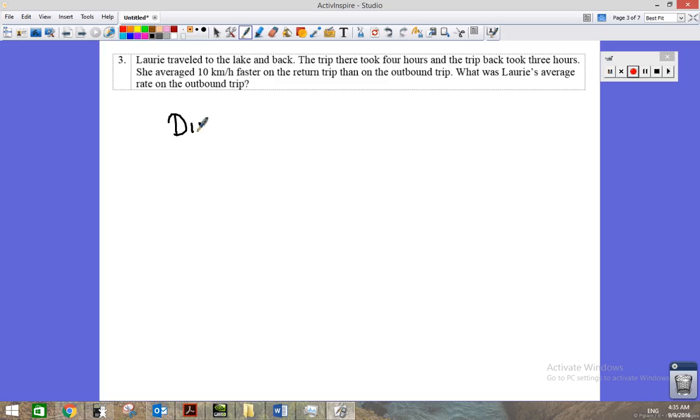Let's set the distance to the lake. And then when it says and back, let's just assume that that's going back home. So let's see, we can call this home to lake. And then lake to home. So it's a round trip.